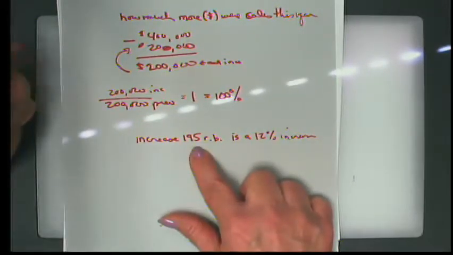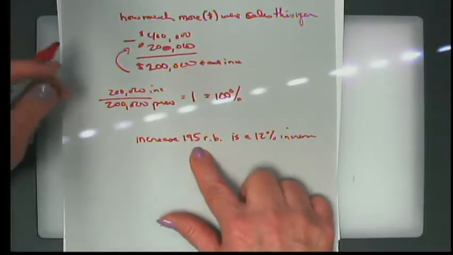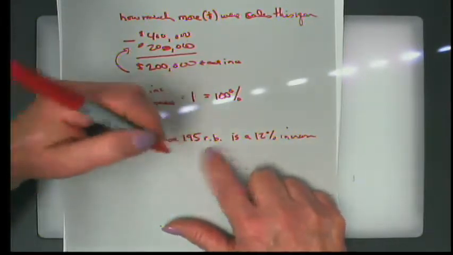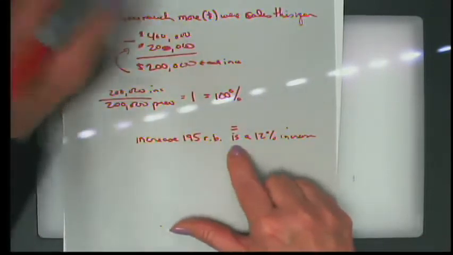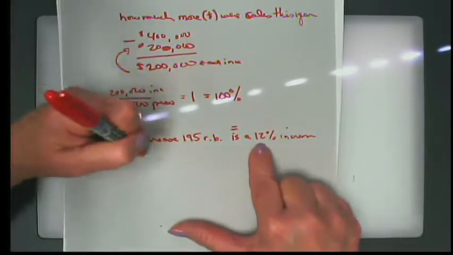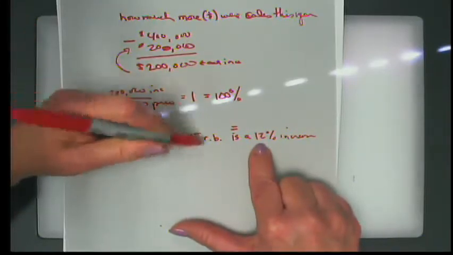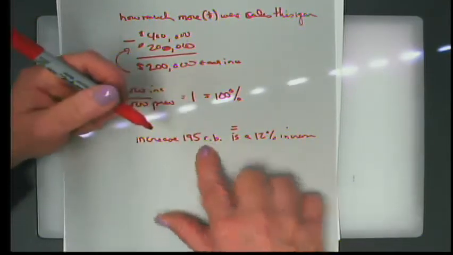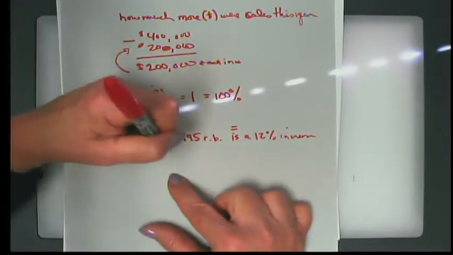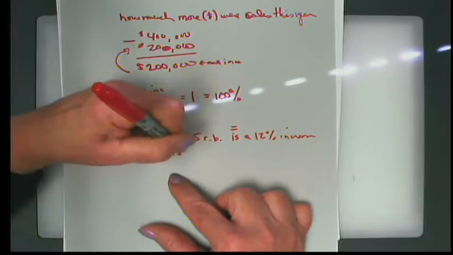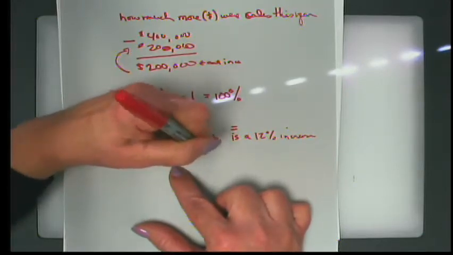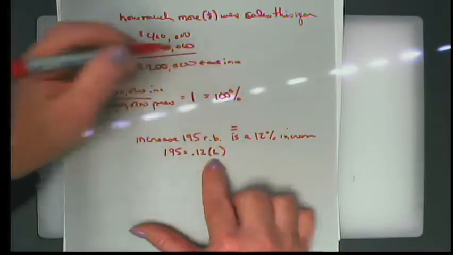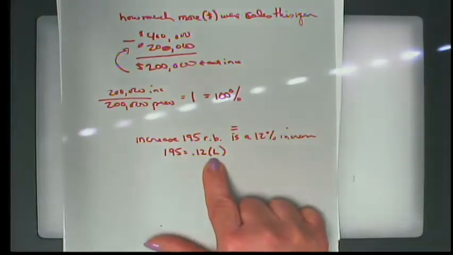And then it says, how many rose bushes did she sell last year? Okay. Is means equal. There's another code word, right? There's a couple of different ways that we can do this. But let's think about this. 195 rose bushes is 12% of last year's sales.